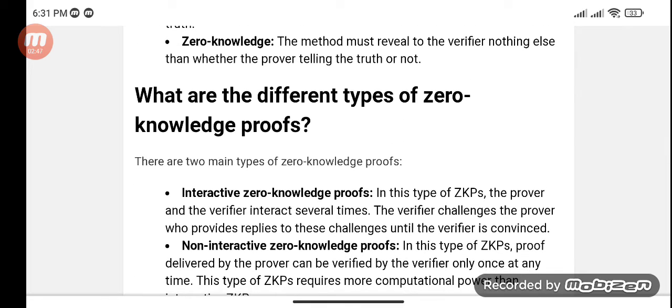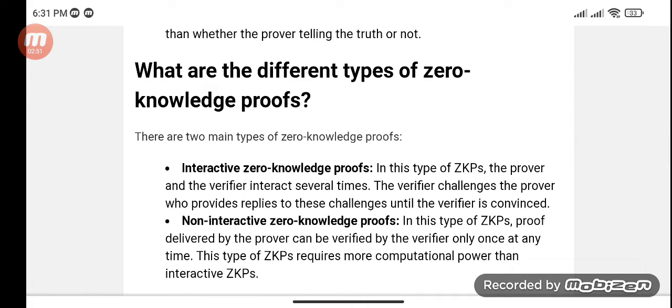What are the different types of zero knowledge proofs? There are two main types: interactive zero knowledge proofs and non-interactive. In interactive, the prover and the verifier interact several times. The verifier challenges the prover, and in non-interactive, they cannot be verified only once at any time.